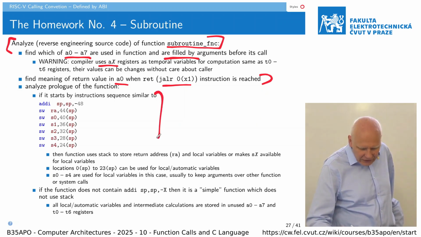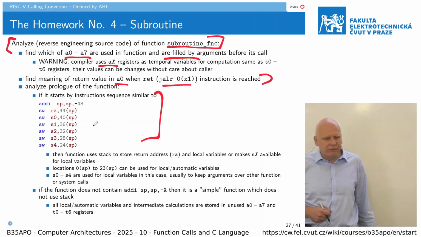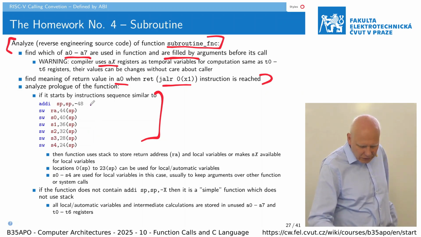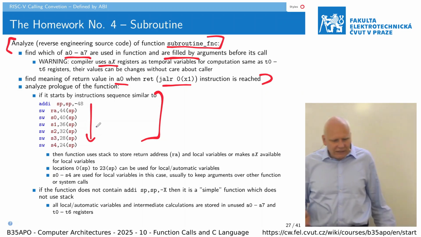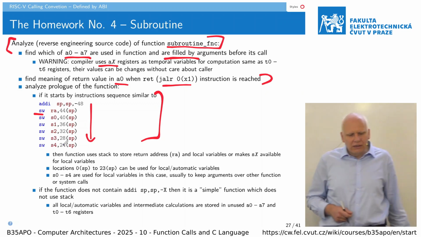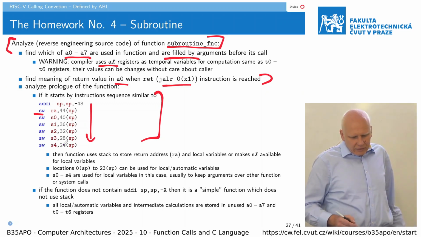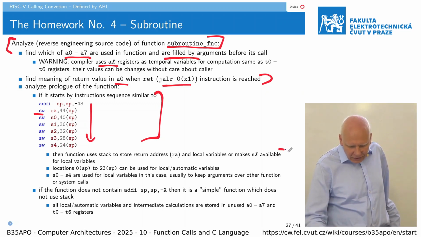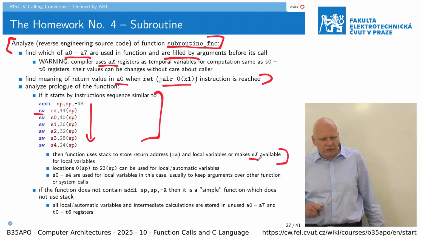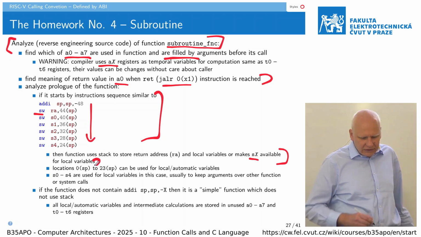Typically, you can find some prolog here, but the functions are compiled some with omit frame pointer, some without it. So if there is a frame setup, then you will find there some such sequence which stores the previous state of the return address and some saved registers to the stack. And in this case, if some S registers are stored on the stack, then they can be used as local or automatic variables inside the function.